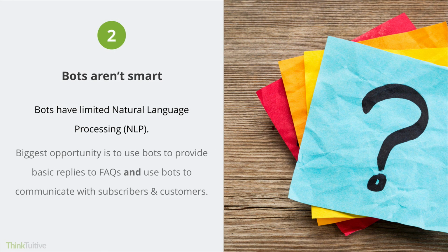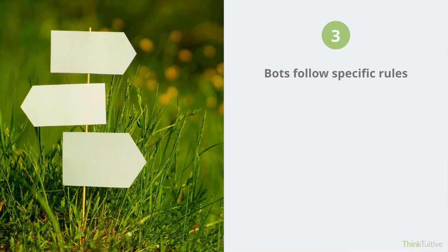The biggest opportunity right now is to use bots to provide basic replies to common questions and to communicate with subscribers and customers. It'll still save you time and offer your visitors some support around the clock, which is better than nothing. So if bots are not powered by AI and they're not smart, you're probably wondering, how do they work? The answer is they follow rules.